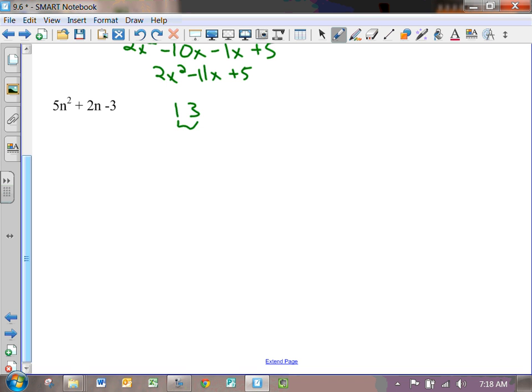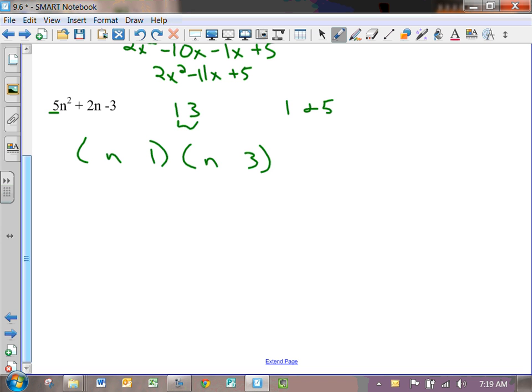And only those two. So that means we're going to have to use those. We've got an n and an n and a 1 and a 3. And then we've got this 5 out front, so we know we have to have 5. And the factors of 5 are only 1 and 5. Now I've got to pick placement.